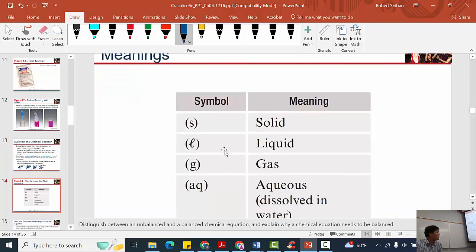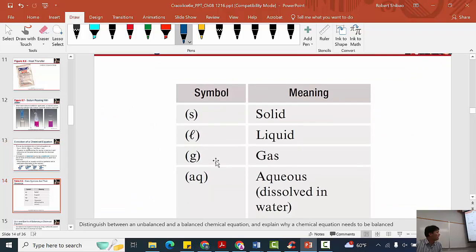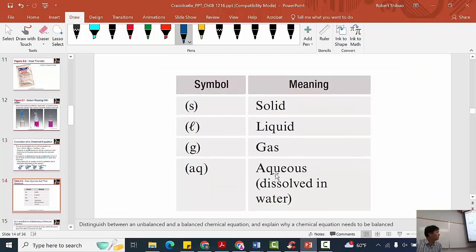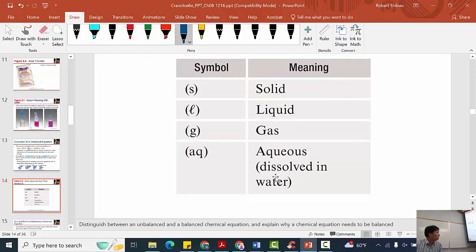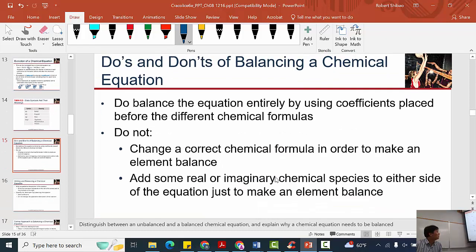Then we have these states: solid, liquid, gas, and aqueous. There's also the plasma state, but the plasma state's not one that we encounter much. Although the plasma state in the universe is like the most common state.